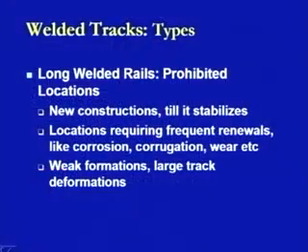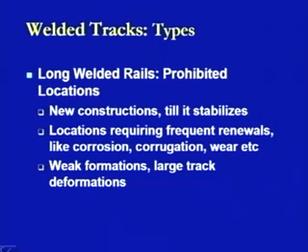Corrugation is another aspect which is location specific. It is not that it is happening everywhere. So, whatever locations where the corrugation is taking place, we can remove or rectify those locations, or we can renew those locations, and if we have to do it with the long welded rails, then it will not be possible again. The next thing is the weak formations.